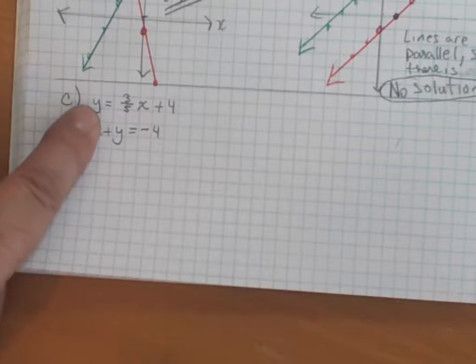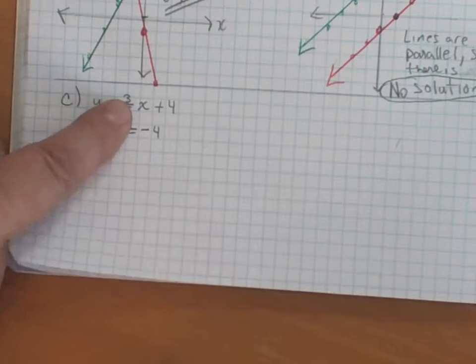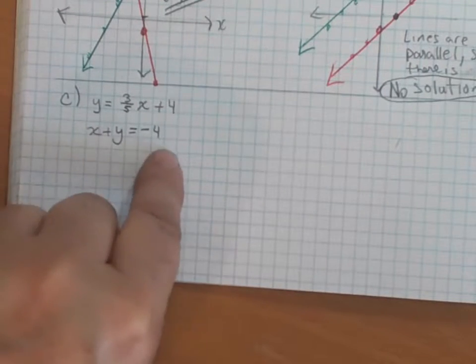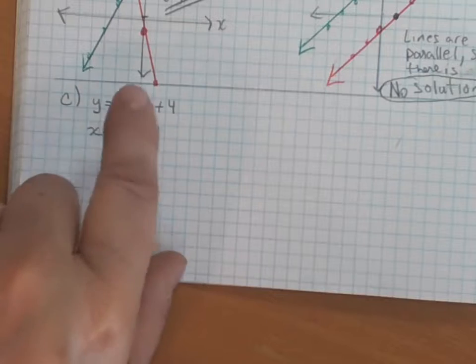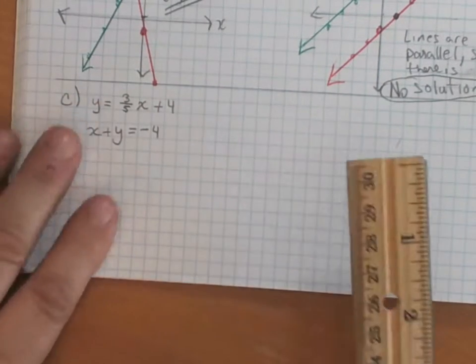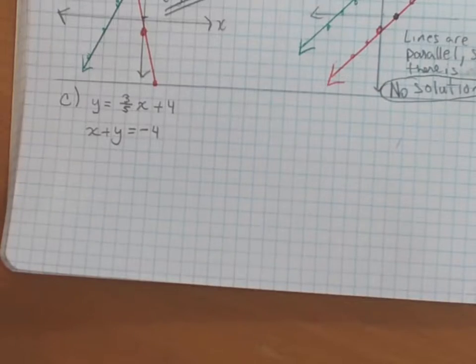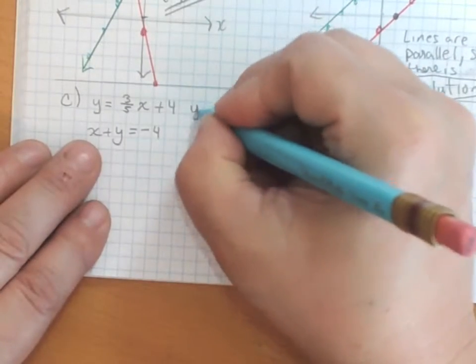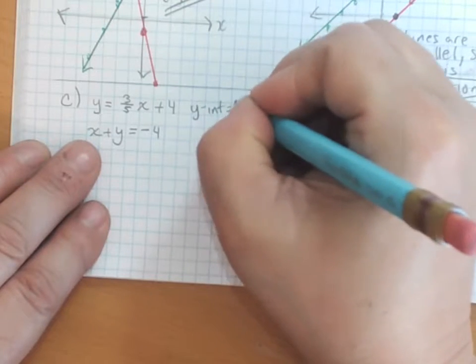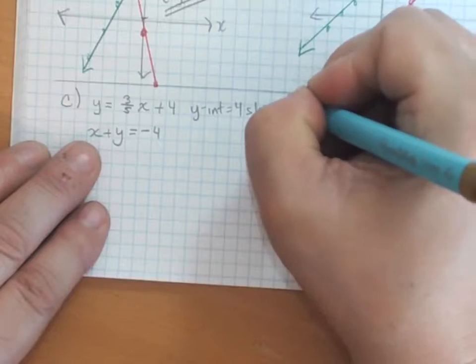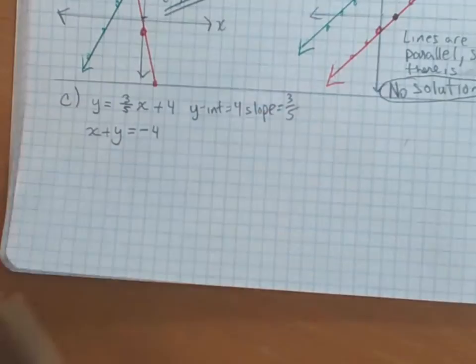I can see the first one's in slope intercept form. The other one is in what form? Okay, so that's standard form. So I'm going to use the intercept method on that one to graph it. Okay, so the first one, what information does it give me? My y-intercept is 4, and the slope is 3/5. So let's graph that.